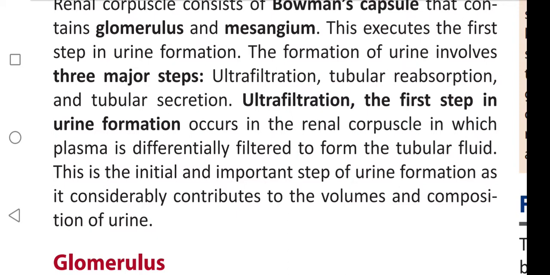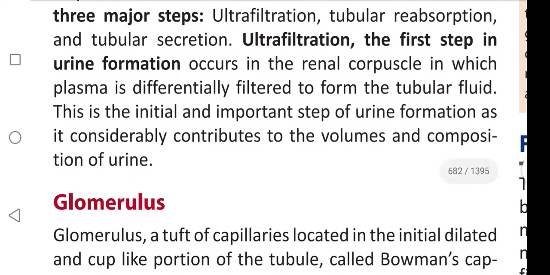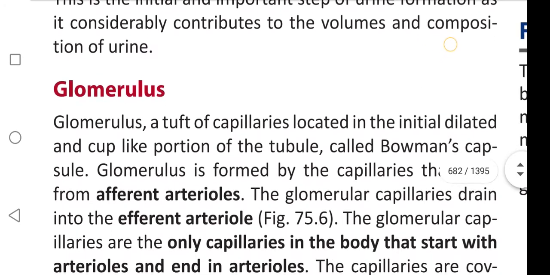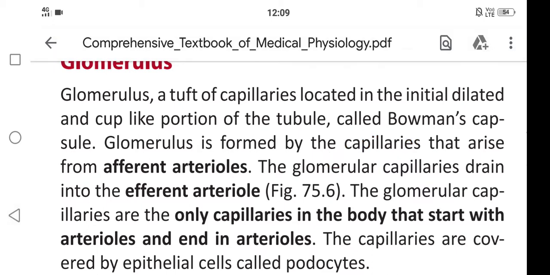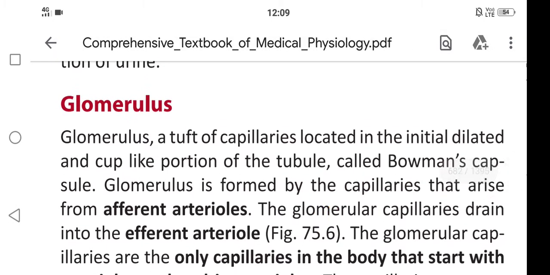Plasma is differentially filtered to form the tubular fluid in ultrafiltration. This is the initial and important step of urine formation. It considerably contributes to the volume and composition of urine. What happens in the glomerulus? Glomerulus: it is a tuft of capillaries located in the initial dilated cup-like portion of the tubule called Bowman's capsule.